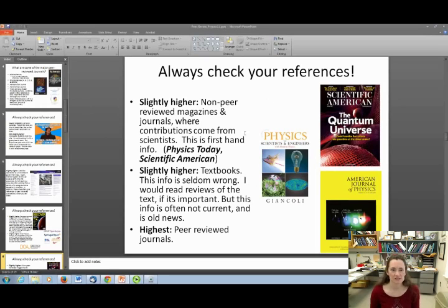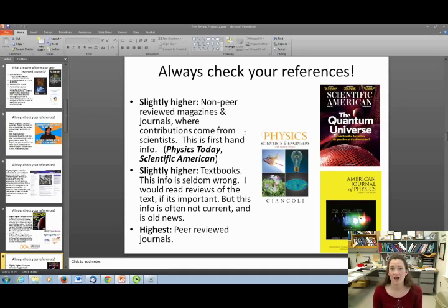Slightly higher than that is textbooks. The info isn't really wrong most of the time, but lots of times it is old, okay? It's old news by the time it makes it to a textbook because it can take a couple of years sometimes to get from the writing stage of the textbook to the publishing stage, and so lots of times the news will be old.